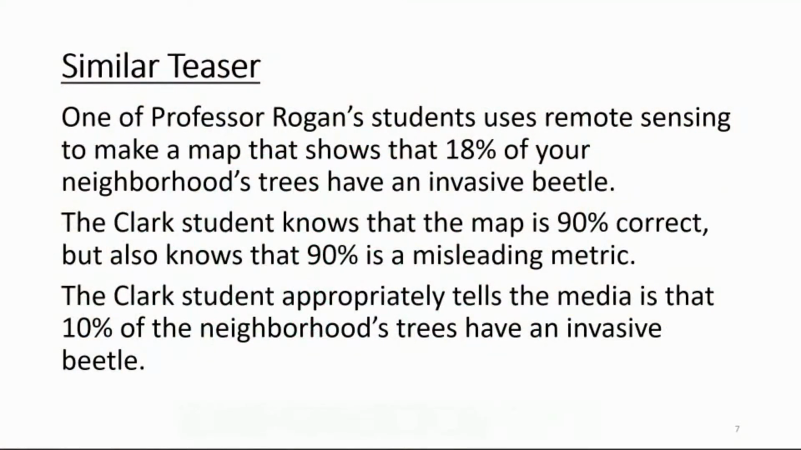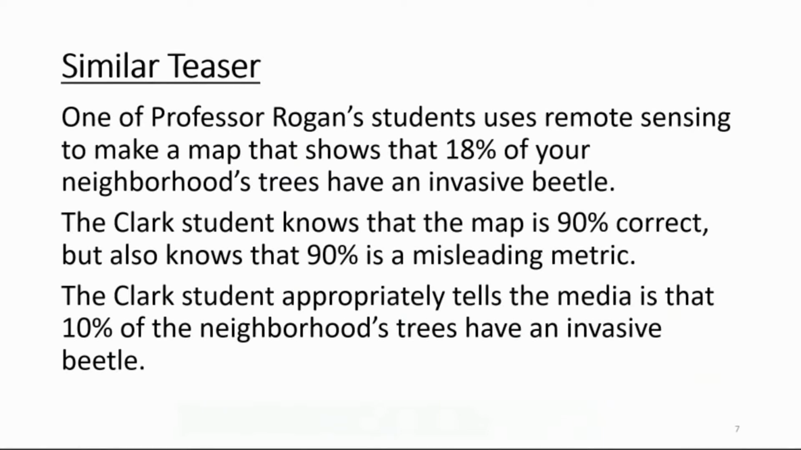So in this case, it's the map that's making the diagnosis, and the truth is what we see on the ground. We can see this exact same example with some of the work that my colleagues do. Professor John Rogan is an expert in applied remote sensing. You can imagine one of Rogan's students using remote sensing to make a map that shows 18% of your neighborhood trees have an invasive beetle. Not unheard of in Massachusetts.